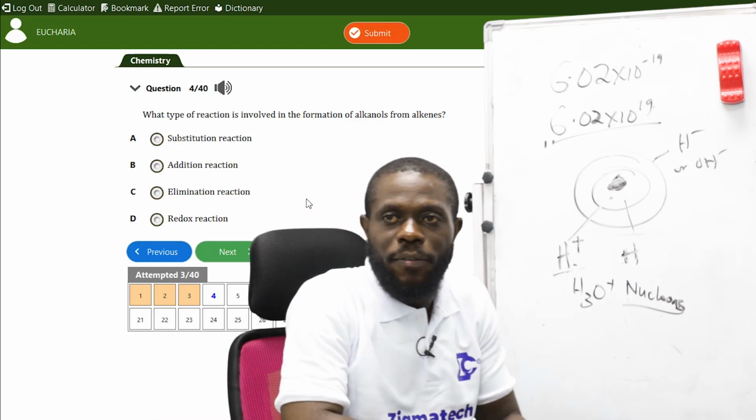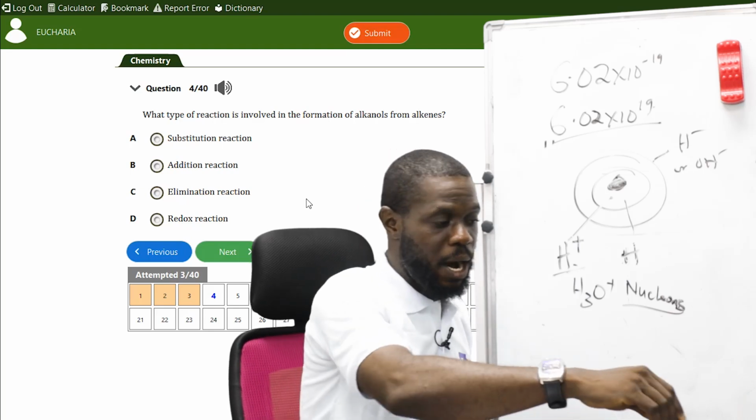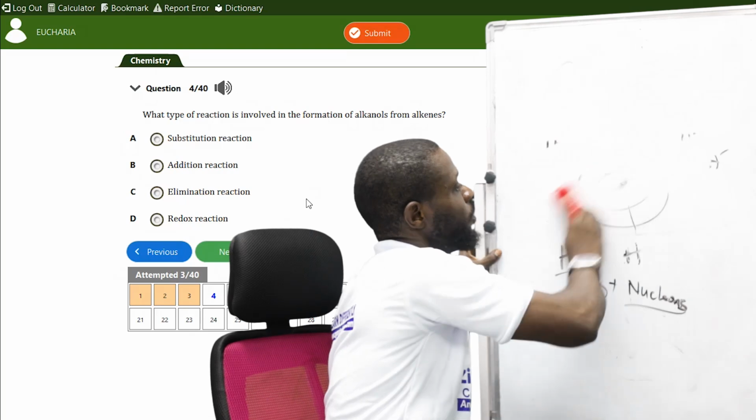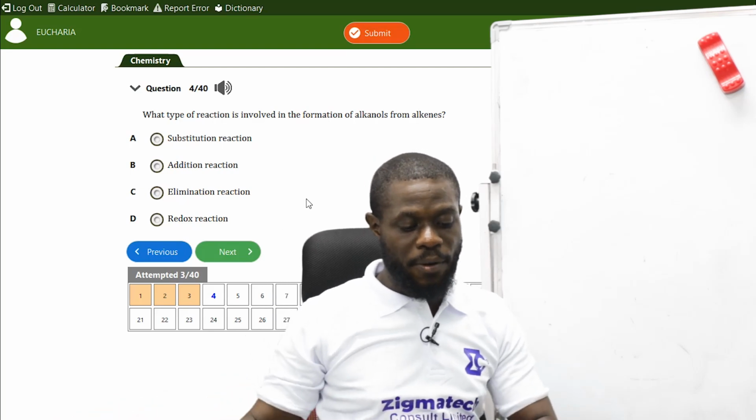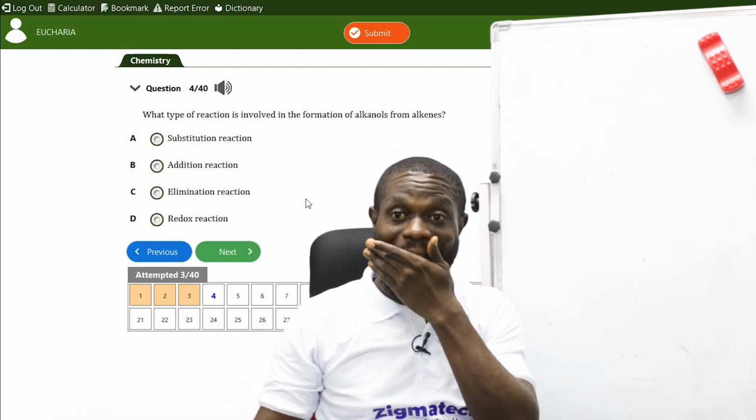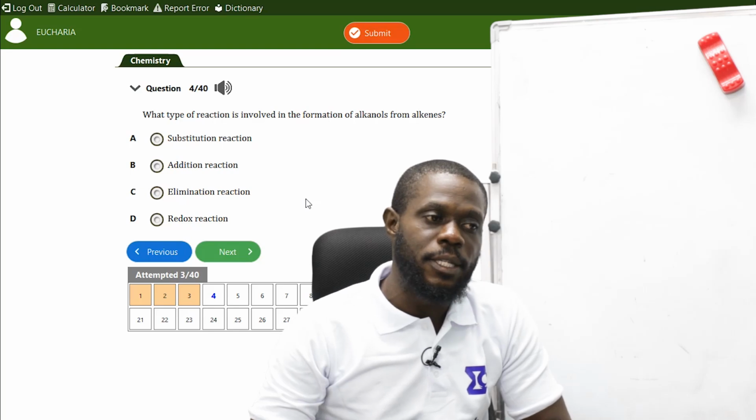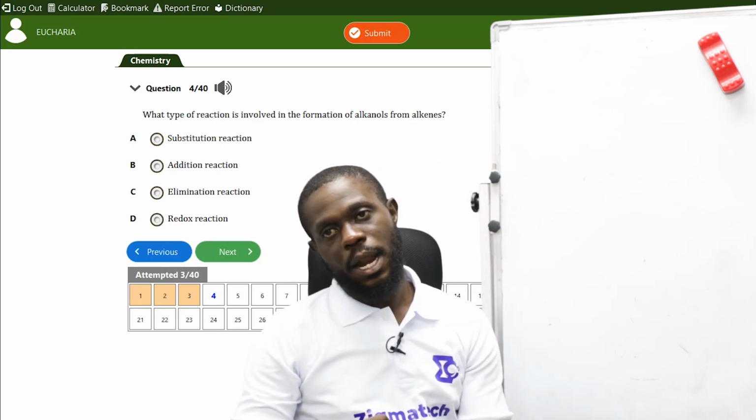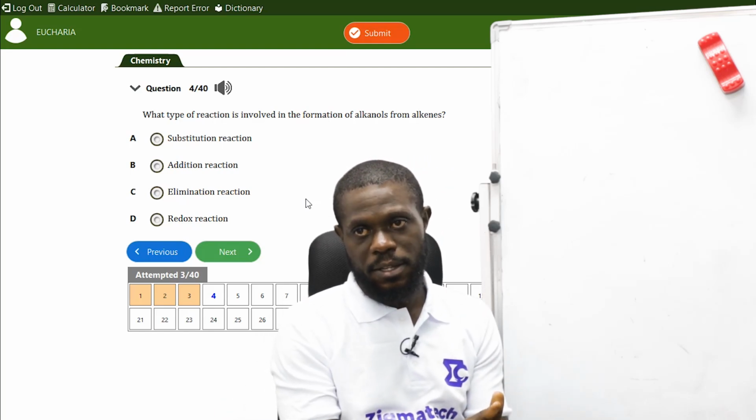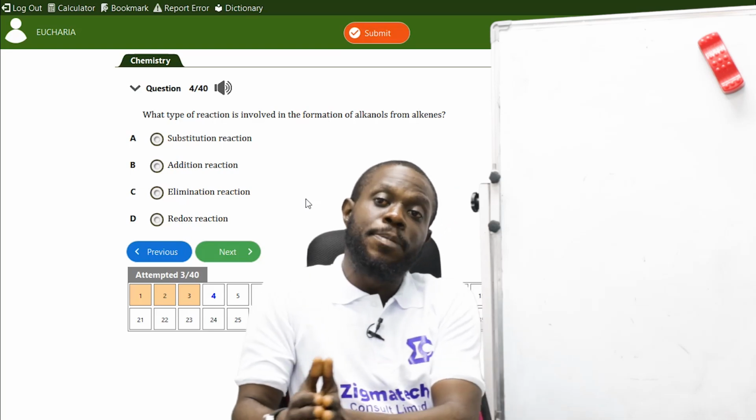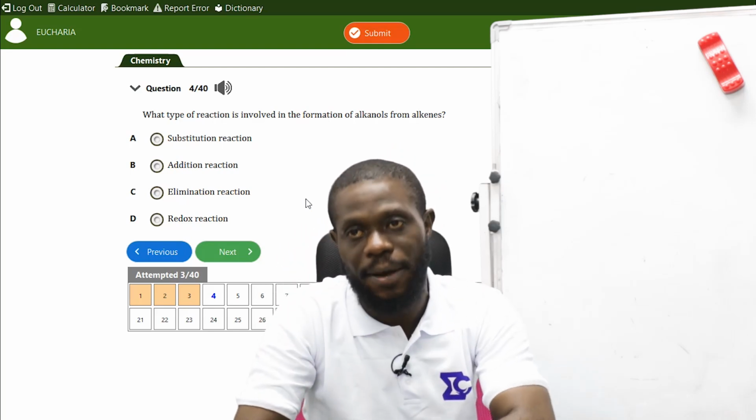What type of reaction is involved in the formation of alkanols from alkanes? Now, substitution reaction is simply to substitute elements. It's also called displacement reaction. When elements are displaced, the less reactive element is being displaced at the product level.